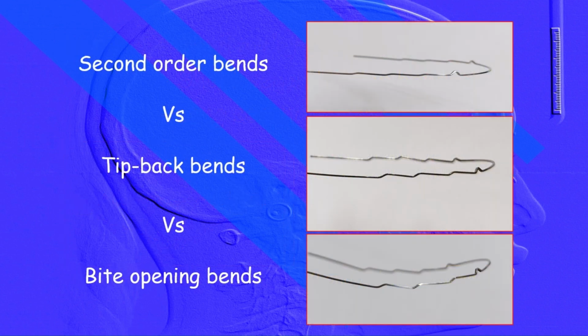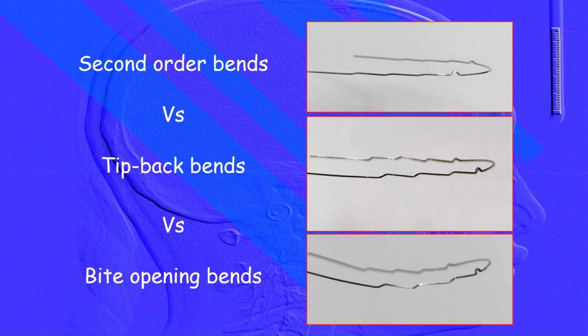In many clinical situations, we incorporate bends like second-order bends, tip-back bends, and bite-opening bends in the arch wires. So, you must understand the differences between them. Second-order bends are typically used to achieve or maintain the normal mesiodistal angulations of the teeth. These are typical finishing bends. Tip-back bends are basically exaggerated second-order bends. Tip-back bends cause significant distal tipping of the posterior teeth and mesial marginal ridge elevation. Tip-back bends are given in the arch wire for anchorage preparation.